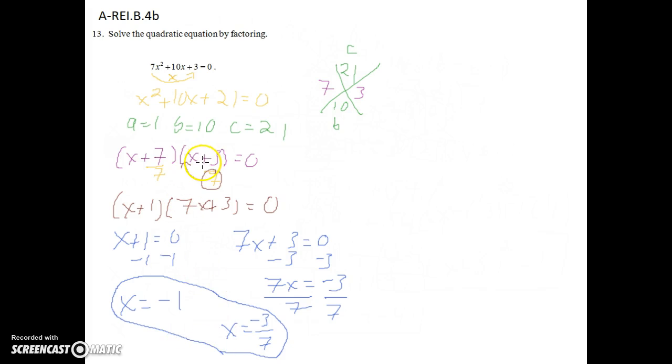Again, if you want to use quadratic formula, you'll still end up with these two answers in the end. It just depends on personal preference on how you want to solve it. Okay, one last solving one. So I noticed already that 9 and 81, if I multiply those, I'm going to get really big numbers. So I'm going to do quadratic formula.